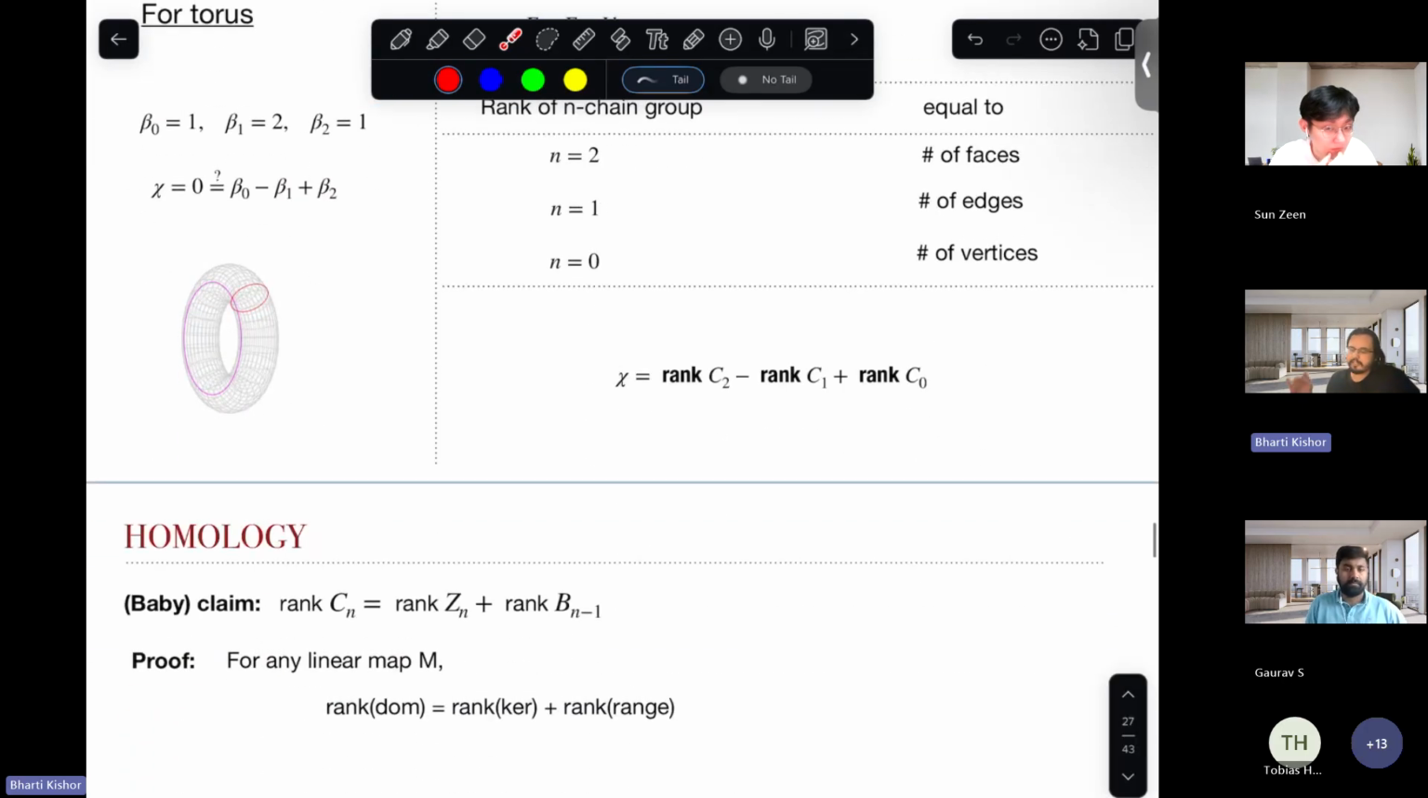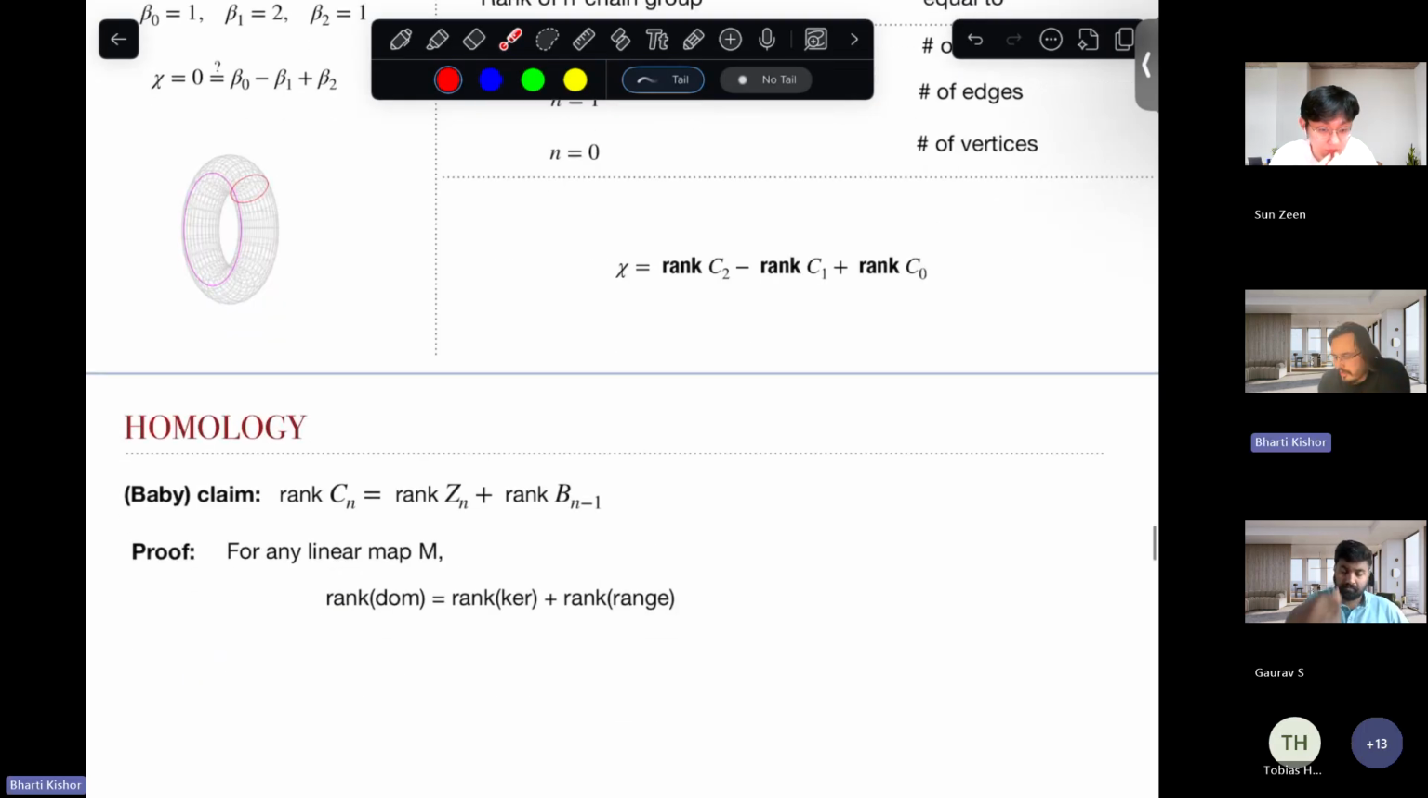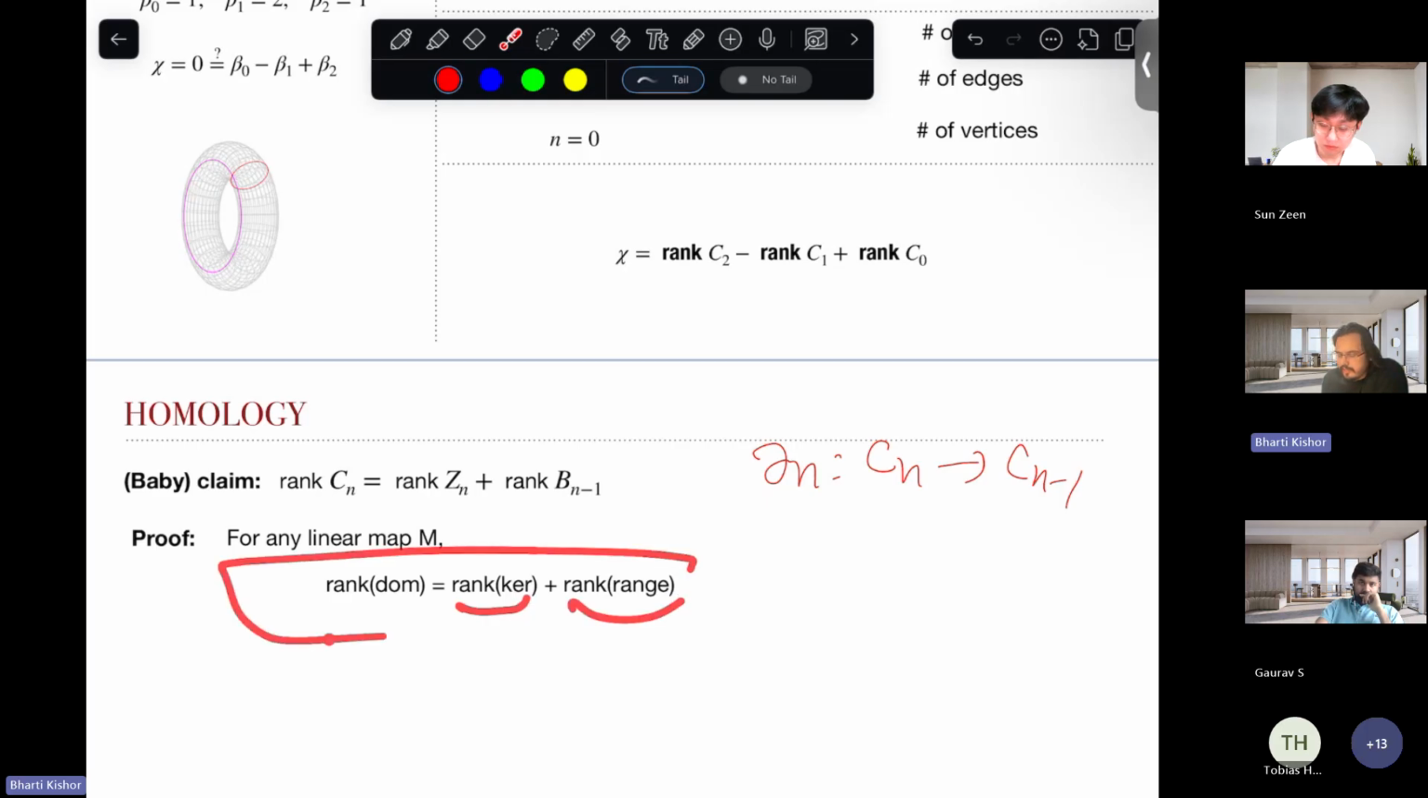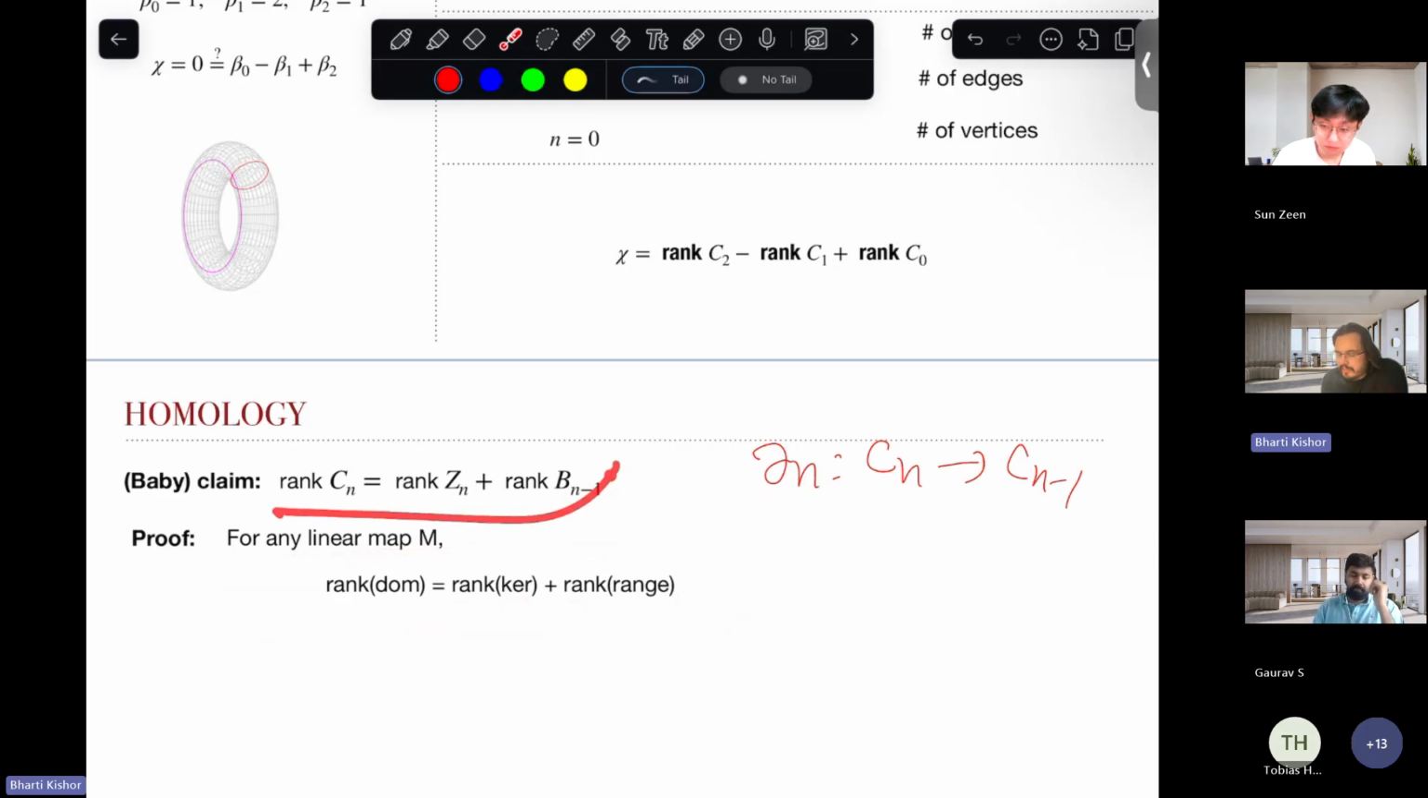There is some more that you can do. I will not go into detail, but you can see the slides later. Also, there is a nice relation between Cn, Zn, and Bn minus 1, coming from the fact that delta n takes you from Cn to Cn minus 1. Cn is the domain, Zn is the kernel, and Bn minus 1 is the range. Because the rank of the domain is the rank of the kernel plus the rank of the range, that gives you this relation.